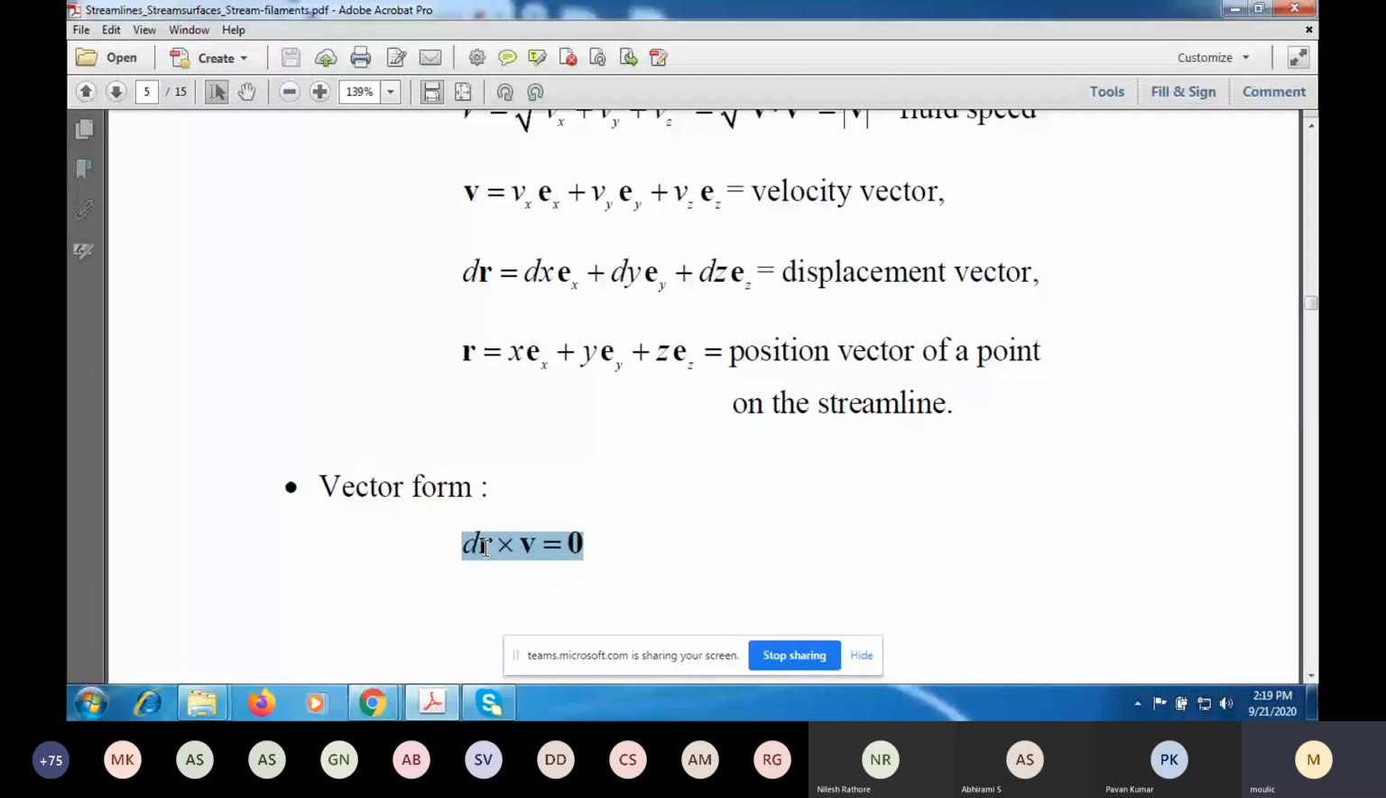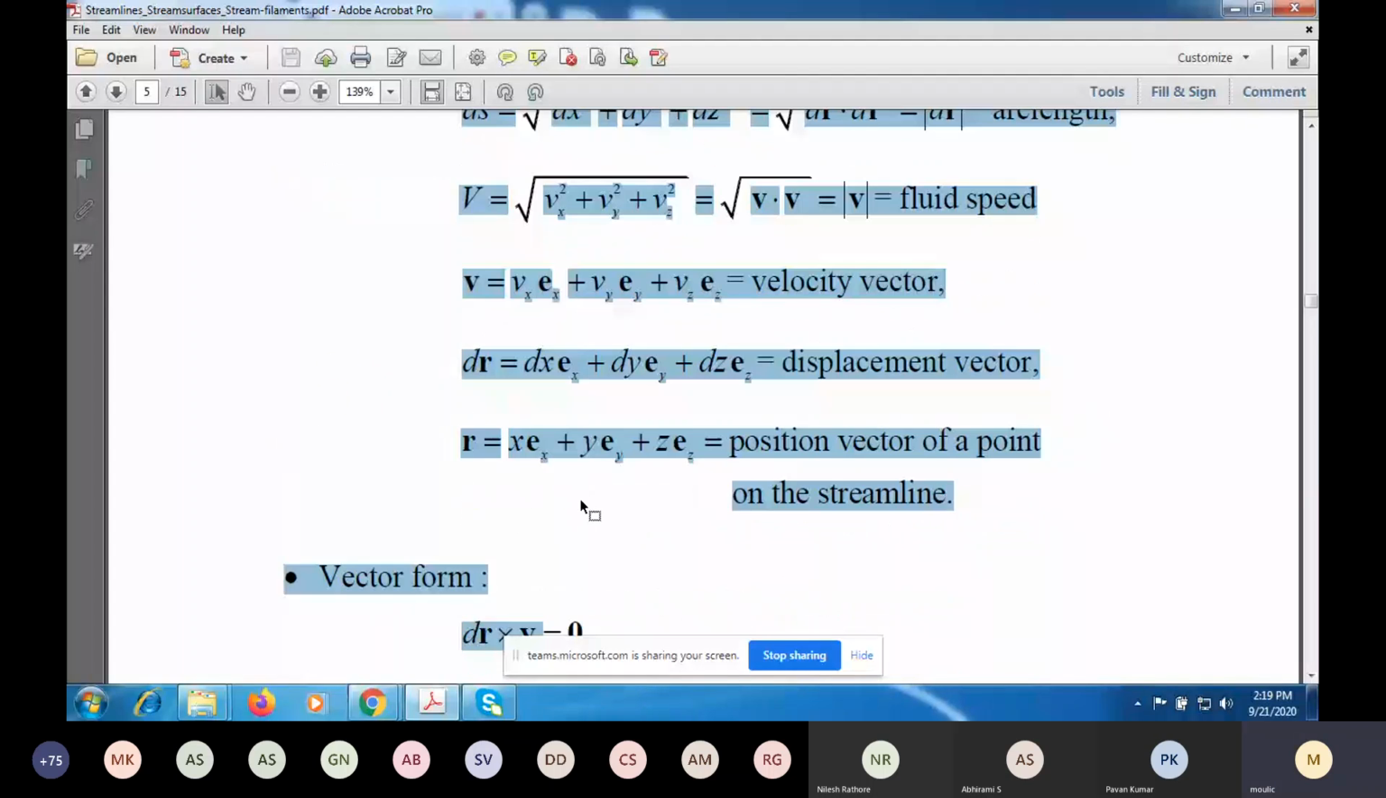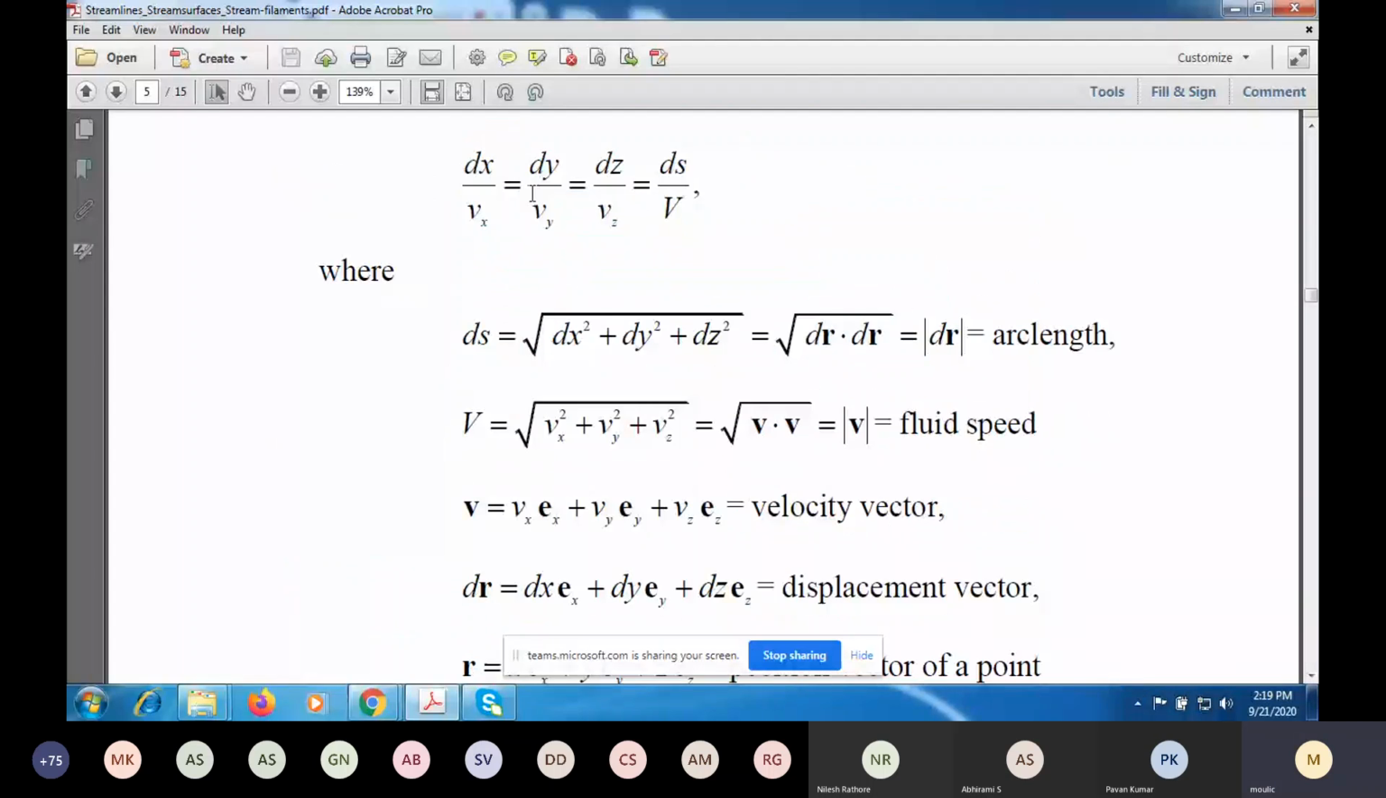You will get the first three equations. If you look at the three components of this vector equation, you'll get dx by vx equal to dy by vy equal to dz by vz. You will not get the fourth one.